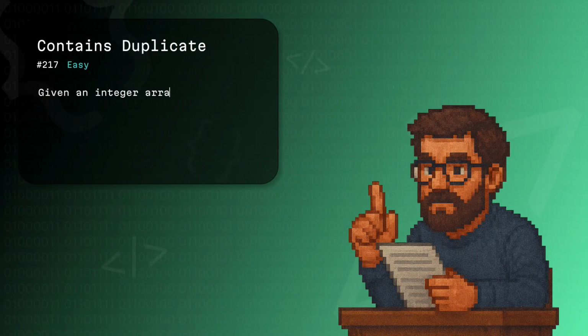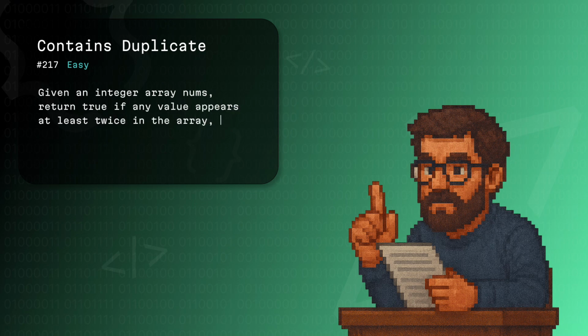You step into the coding arena once again, ready for the next quest. The developer glances at you and says, "Given an integer array nums, return true if any value appears at least twice in the array, and return false if every element is distinct."